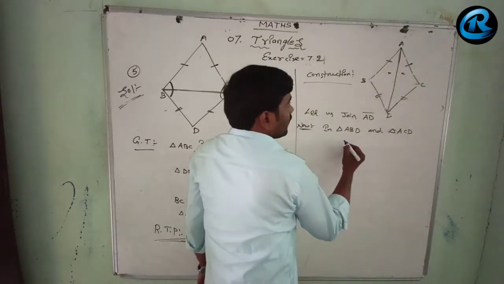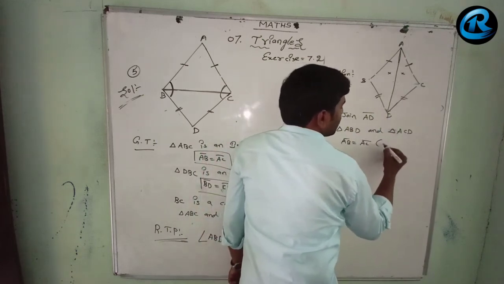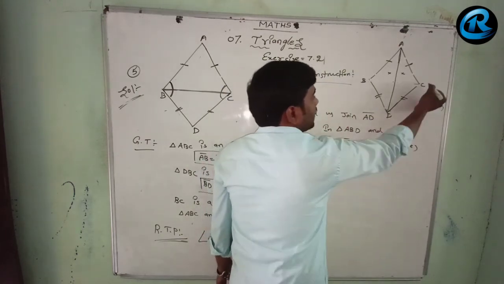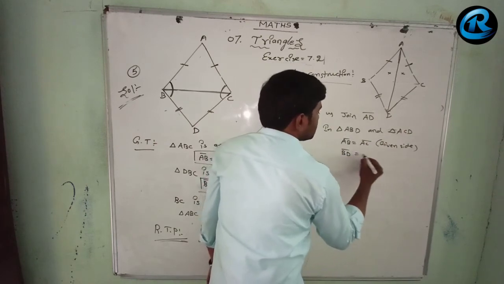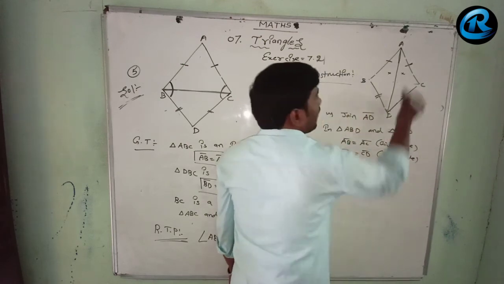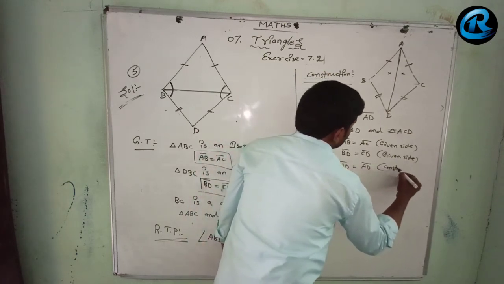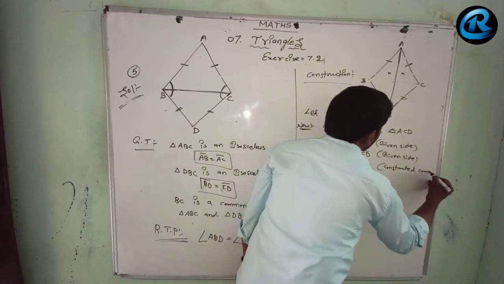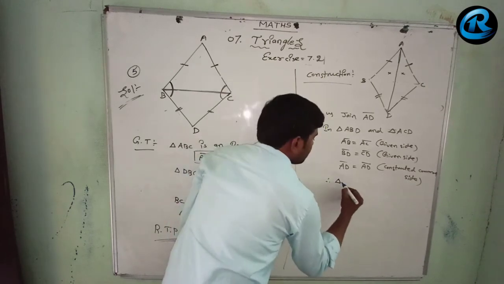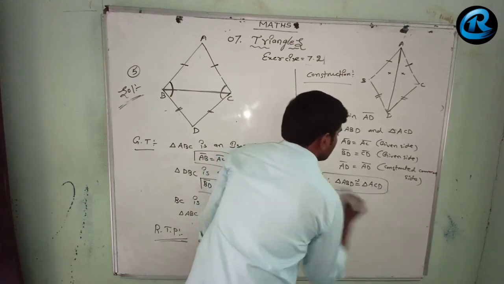So now here AB is equal to AC, given side, and also BD equal to CD, it is also a given side, and AD is a common side. AD equal to AD, constructed common side. So we can say that triangle ABD is congruent to triangle ACD by the side side side criteria rule.